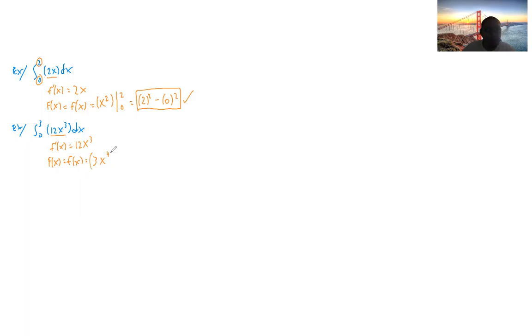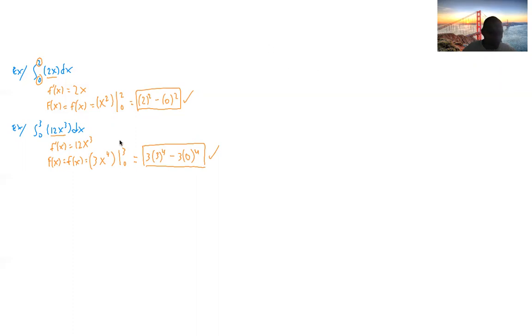we're going to assess this from 0 to 3. And again, that's going to be big F of x, which is this, evaluated at 3. So 3 times 3 to the 4th minus 3 times 0 to the 4th. And when you work that out, that'll give you a single number answer. Okay? Let's do another.